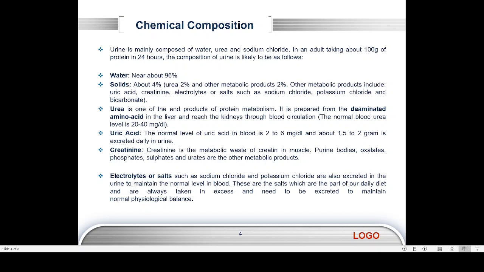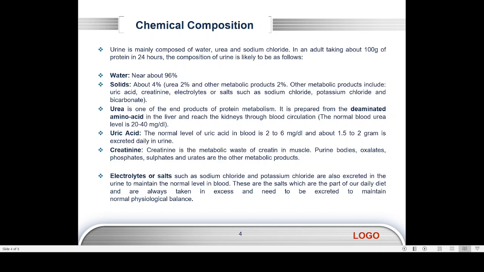So you can see that in a normal person, the amount of water is 96%. Then coming to the solid substances, around 4% of the substances are solid. Out of that 4%, about 2% is actually urea, plus another 2% called metabolic products.